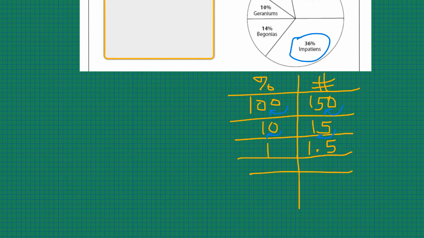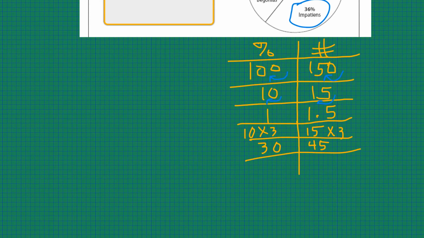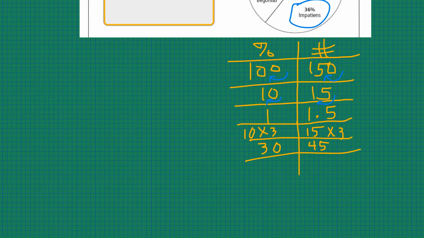So now I've got 10% and 1%. So I need to make the 10% into 30%. So why don't I just times it by 3? Makes sense? So I'm going to go 10 times 3 and 15 times 3. That gets me, on the left, 30% and 45 flowers. Okay? It's kind of a weird way of looking at it, but if you go with me, you can start to see how all this comes together.